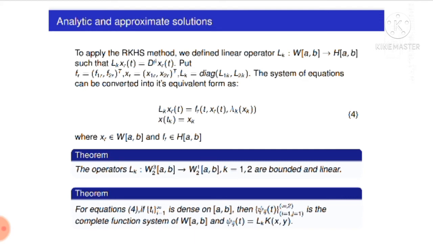Next theorem result: the operators L k from W 2 1 of a comma b tends to W 2 1 of a comma b, k equal to 1, 2, are bounded and linear.